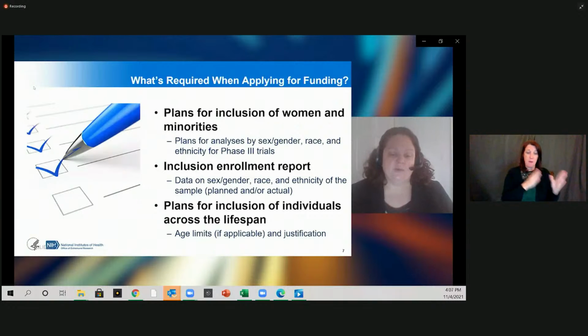And then finally, you'll want to include plans for inclusion of individuals across the lifespan. And this will include your age limits if applicable. If you don't have age limits, that's okay. You can just put N/A, and a justification for the age range and distribution in your study.